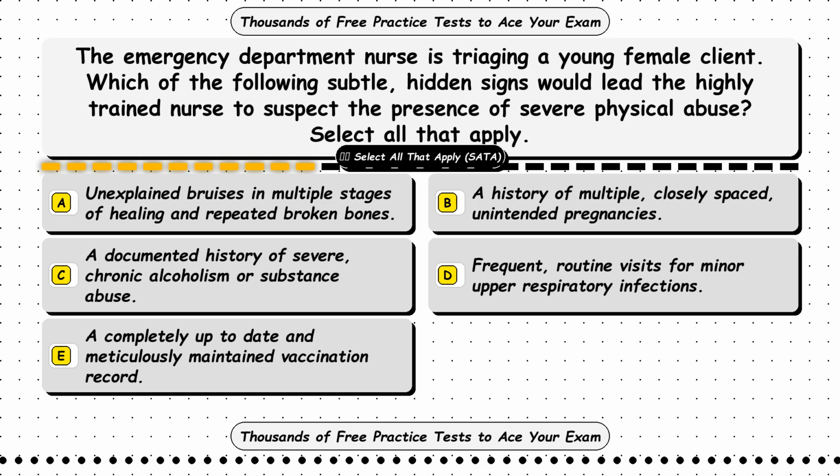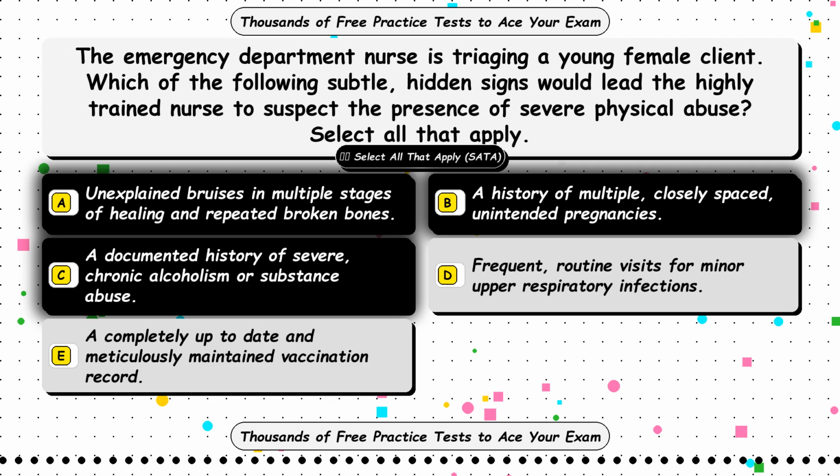Option A, unexplained bruises in multiple stages of healing and repeated broken bones. Option B, a history of multiple, closely spaced, unintended pregnancies. Option C, a documented history of severe, chronic alcoholism or substance abuse. Option D, frequent, routine visits for minor upper respiratory infections. Option E, a completely up-to-date and meticulously maintained vaccination record.